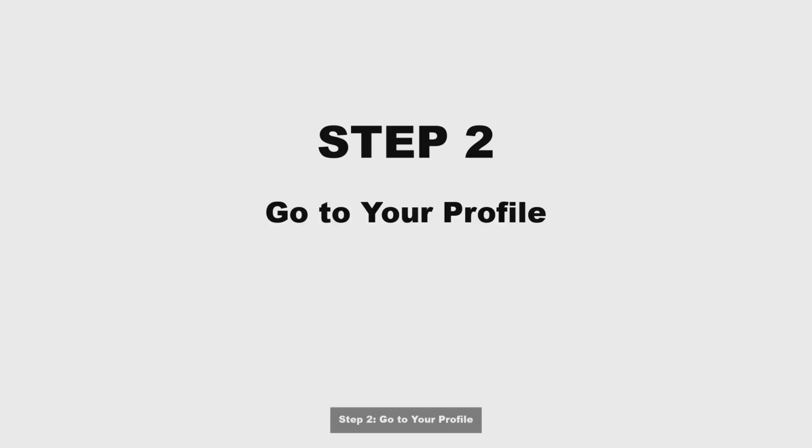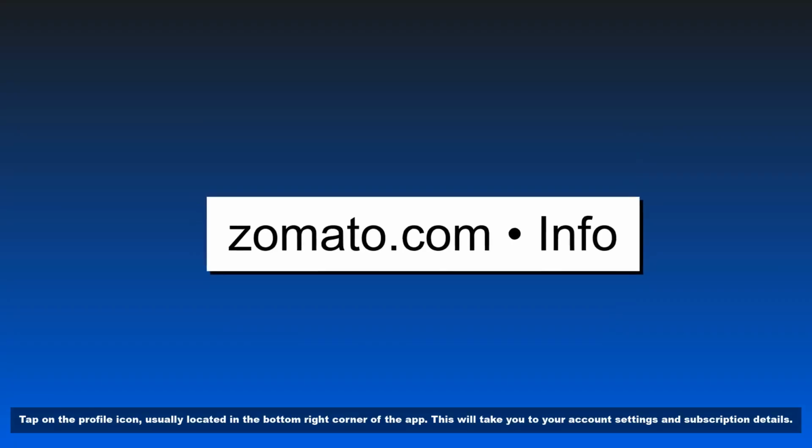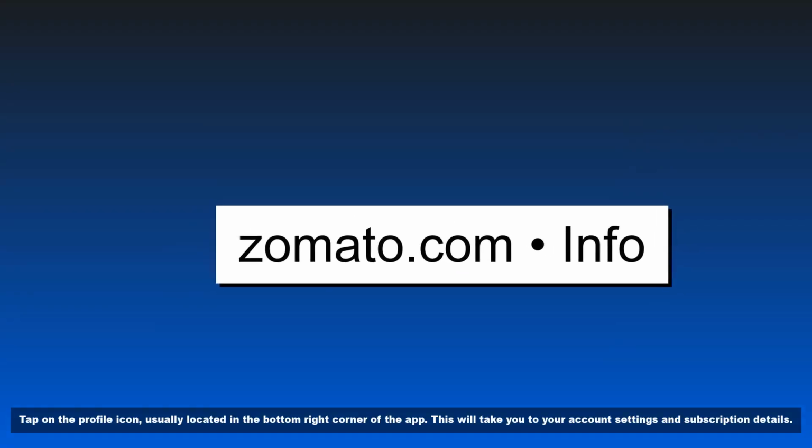Step 2. Go to your profile. Tap on the profile icon, usually located in the bottom right corner of the app. This will take you to your account settings and subscription details.